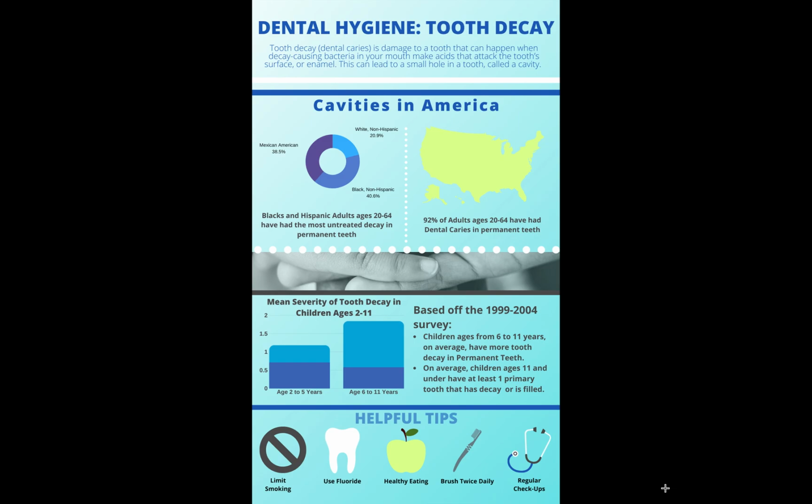Everyone, welcome back to the series. This is our sample to learn how to make an infographic with Canva. We learned how to make the dental hygiene tooth decay header, and then we also learned how to make this text box. Now we're going to learn how to have some graphics and add some fun elements in here. That way it can give our infographic some context.